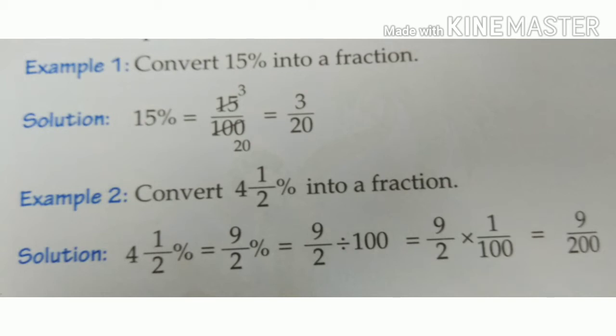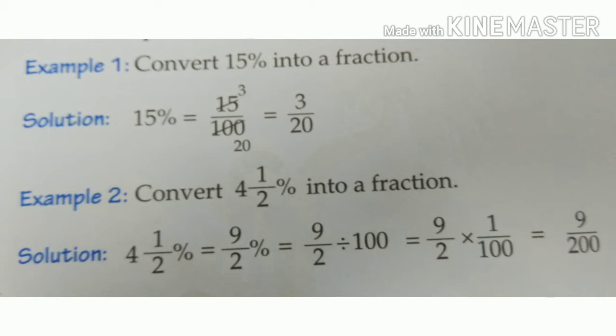Look at second example. Convert 4.5% into a fraction. 4.5 is a mixed number. So first we will convert into improper fraction. So 4.5, 4 2s are 8 plus 1, 9 by 2%. Now, to remove this percent sign, we will divide it by 100. So, 9 by 2 divided by 100.